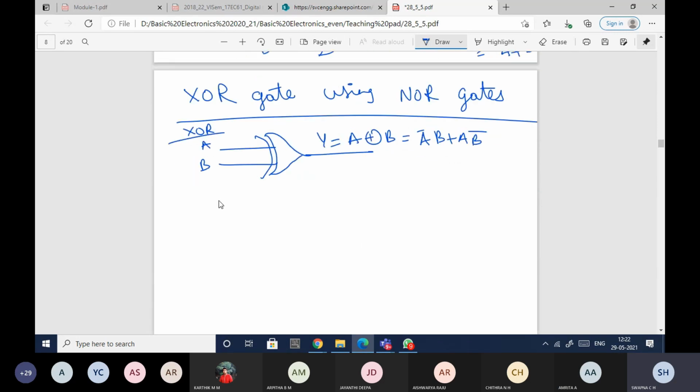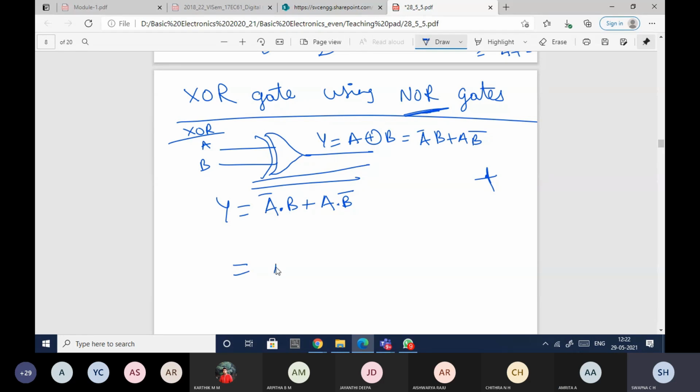So I will take the output equation A bar B plus A B bar. Okay, so I cannot have any dot. See, if you observe, since I am implementing using NOR, I should not have any AND operator. I should only have OR operator. But here if you observe, I have an AND operator here also. So what I'll do, I'll take a double complement. Use one complement and expand it.